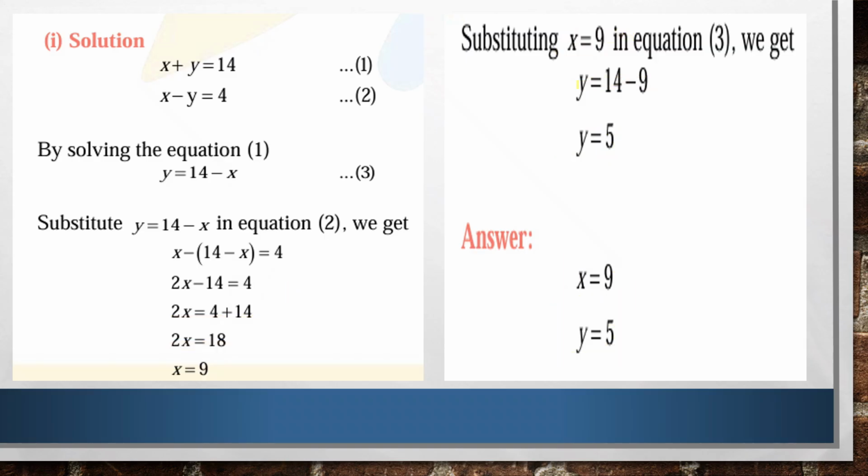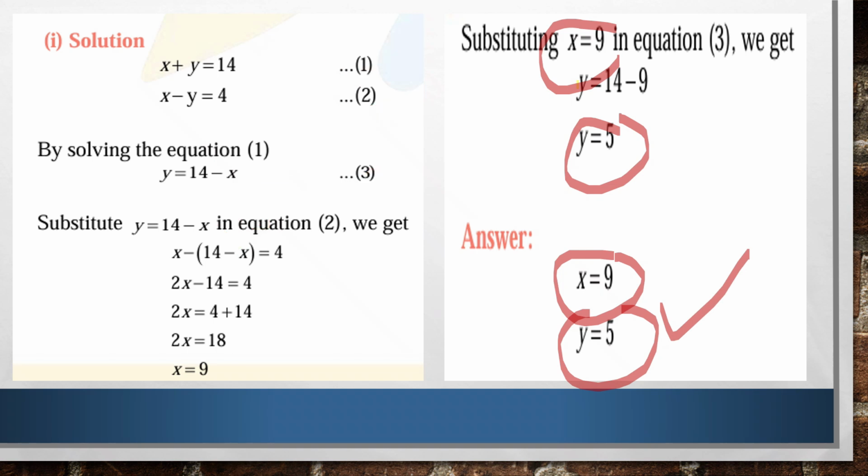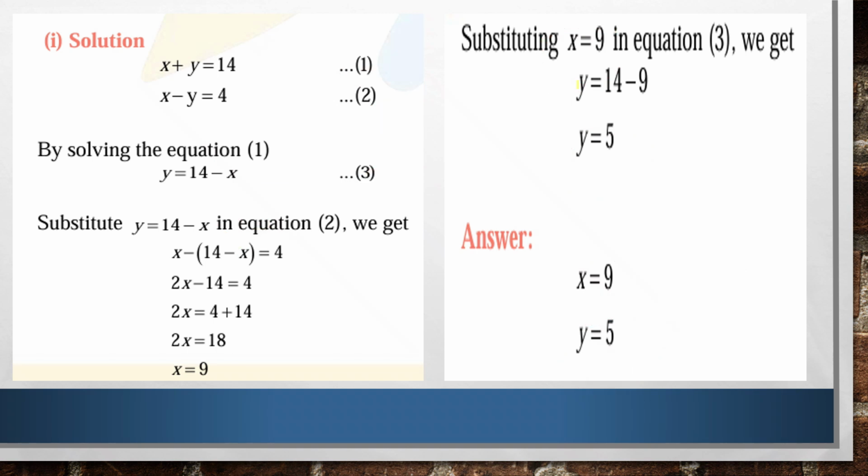Okay, the same method we have to follow for the next problem. First take it as equation 1 and equation 2. Take any one of equation 1 or 2 and make it equation 3. Then substitute equation 3 in equation 2 and you will get the value of x. Then by using the value of x, you can find the value of y. In conclusion, you will get the x and y values. The same method you have to follow for the second problem.